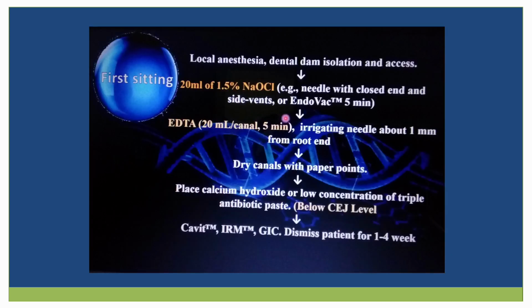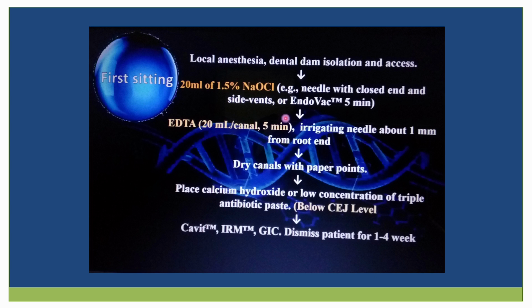In the first sitting, you will give local anesthesia, place the dental rubber dam and then do an access cavity preparation. After that, you will do a 20 ml irrigation of 1.5% sodium hypochlorite. This will be done with a close-ended, side-vented needle or EndoVac for 5 minutes. Close-ended and side-vented needles are used because if you push the sodium hypochlorite beyond the apex, it might lead to a sodium hypochlorite accident or necrosis of the stem cells present in the apical region, which are very important for regeneration. After that, you will irrigate with 20 ml of EDTA in each canal for 5 minutes.